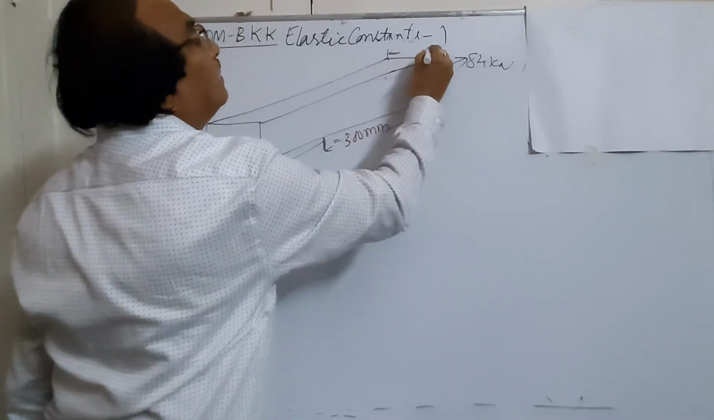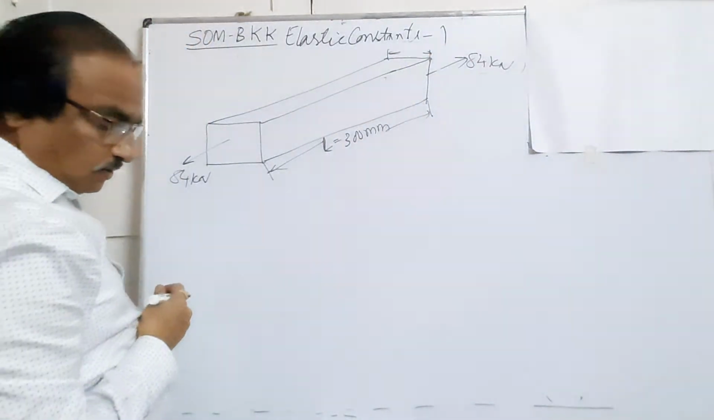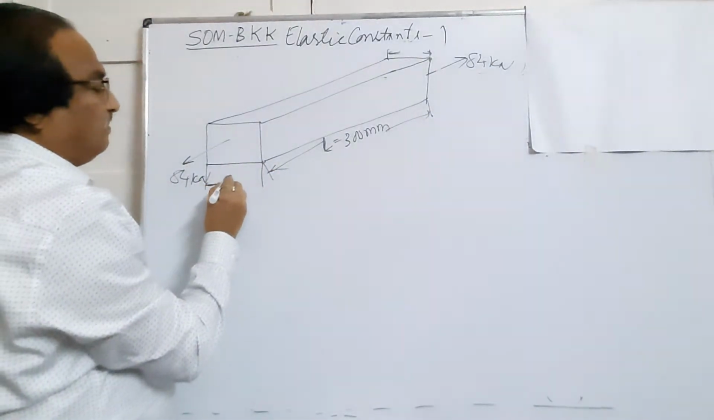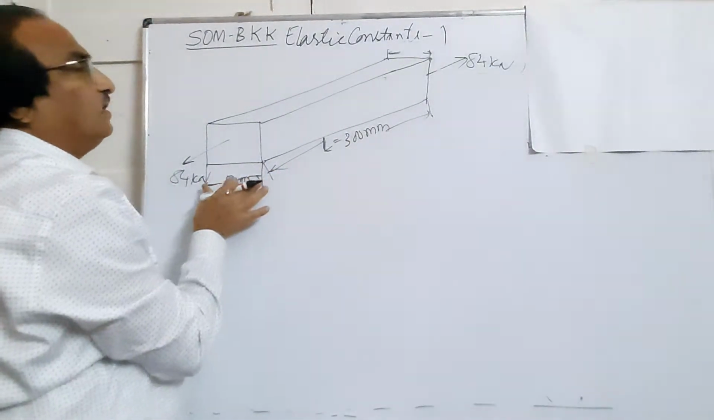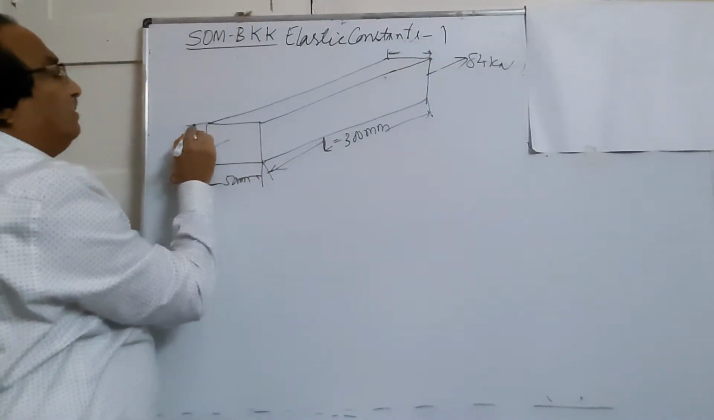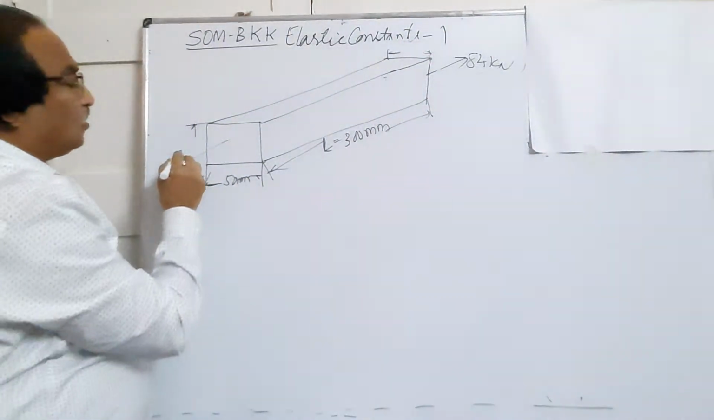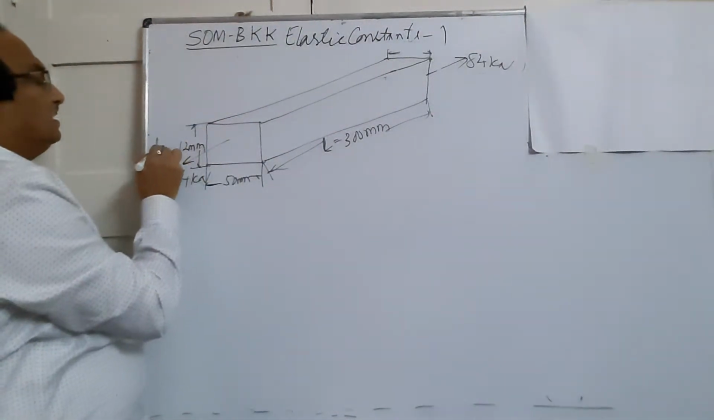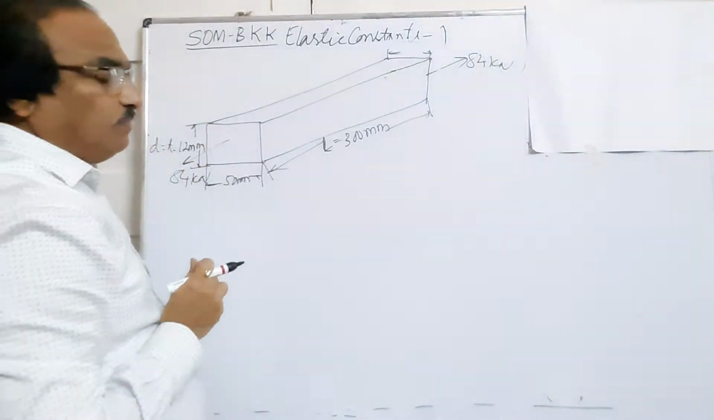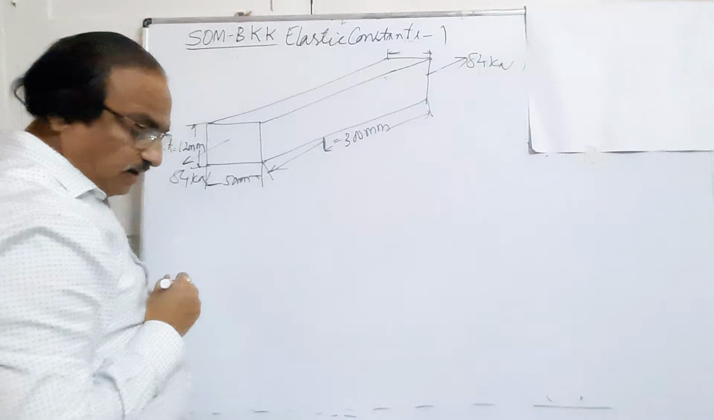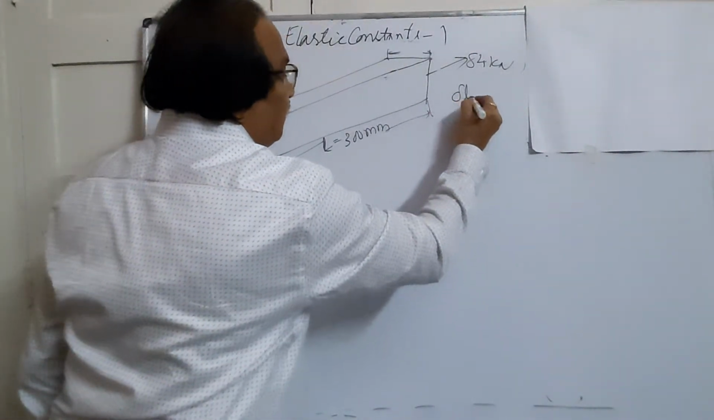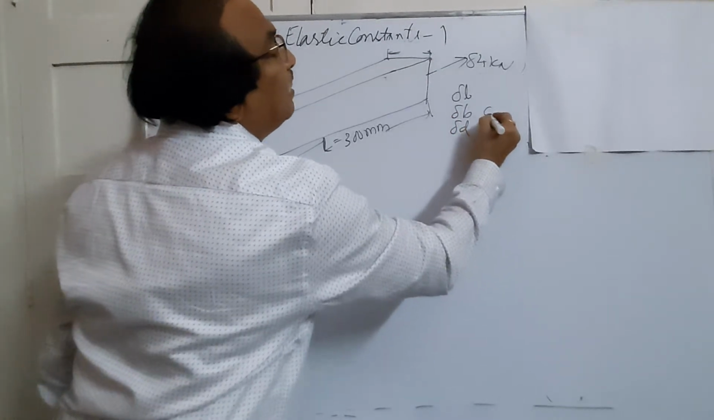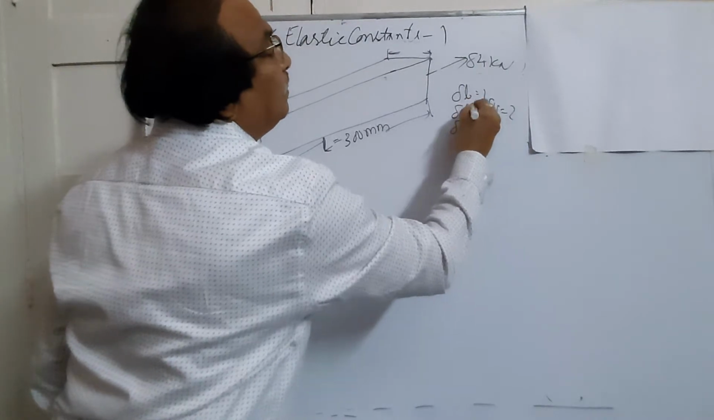Width of the bar is given as 50 mm. Suppose I take the width as 50 mm, so this is 50, so this is also 50. And depth of the member, I take it as 12 mm. So this depth is nothing but the thickness, I can also call it thickness of the member. Now here you are required to find out the change in length, change in width and change in depth, and also you are required to find out what is the change in volume.